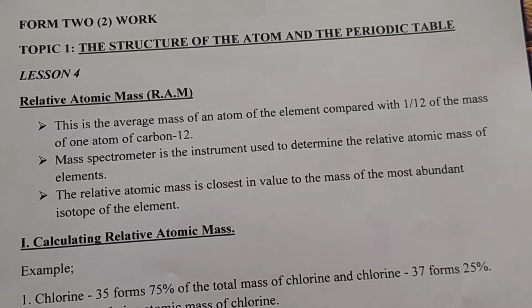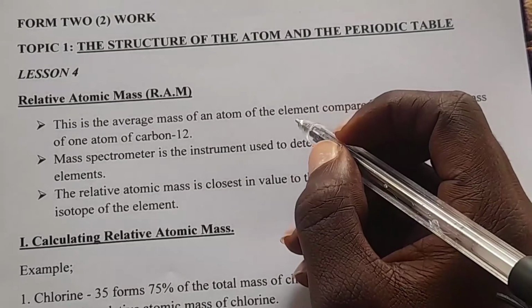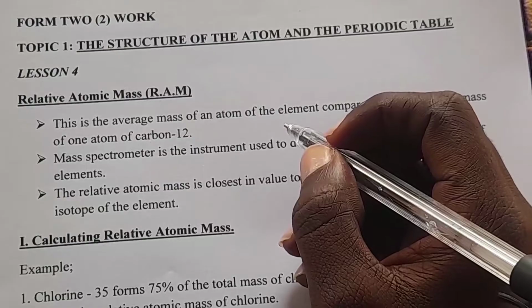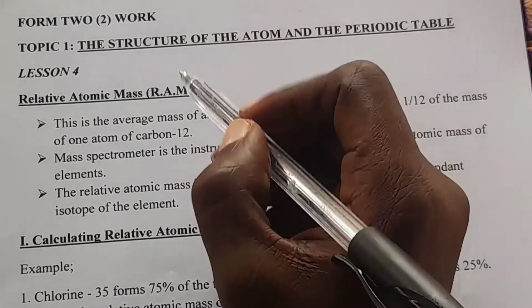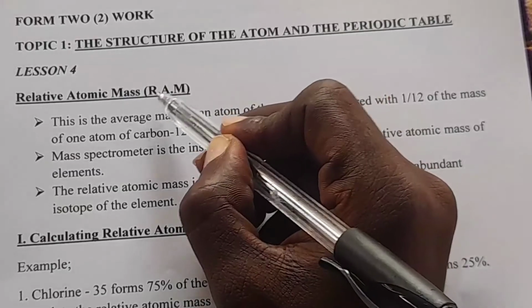Hello learners, welcome back. Previously, in lesson 3, we were dealing with the periodic table. In lesson 4 here, we are dealing with the relative atomic mass, which we can call R.A.M.